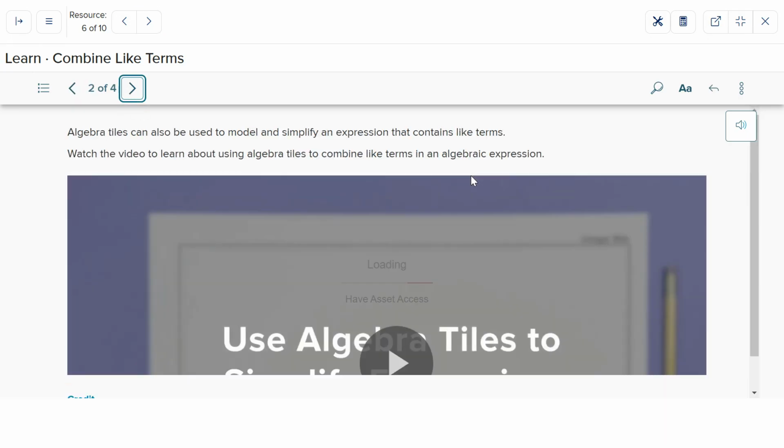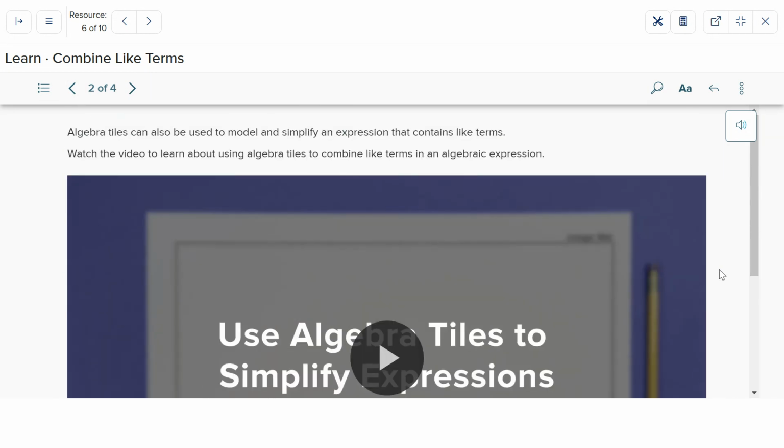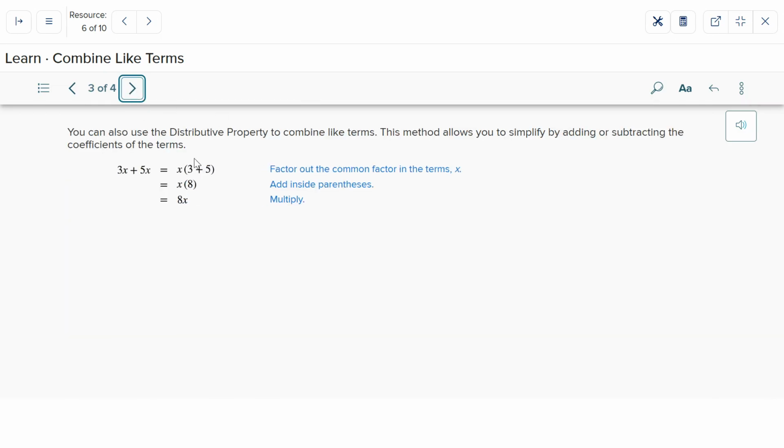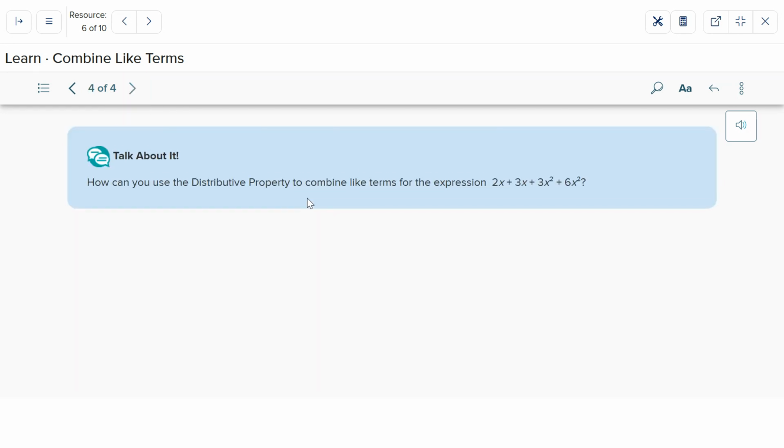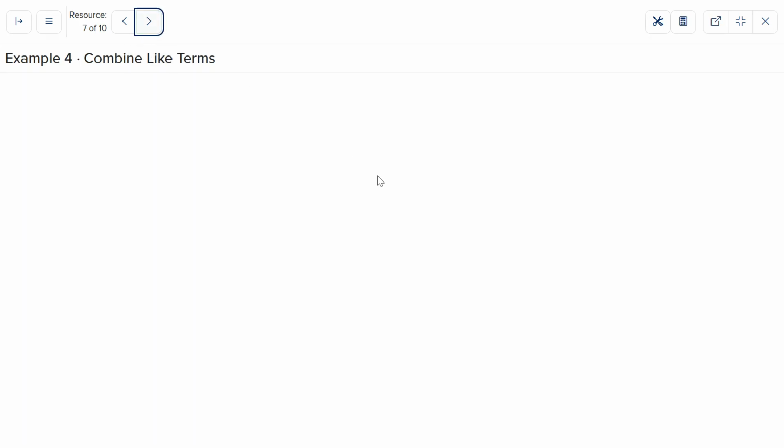All right, you also can model this with your algebra tiles. I'm going to skip this video for the purposes of this, but if you're interested in it, it is available on Reveal Math Online. All right, you also can use the distributive property to combine like terms, and this allows you to simplify by adding or subtracting the coefficients of the terms. So let's say you start with 3x plus 5x. You can factor it out to x times 3 plus 5, which is the same as x times 8, and then we don't usually write x8, we would write 8x.